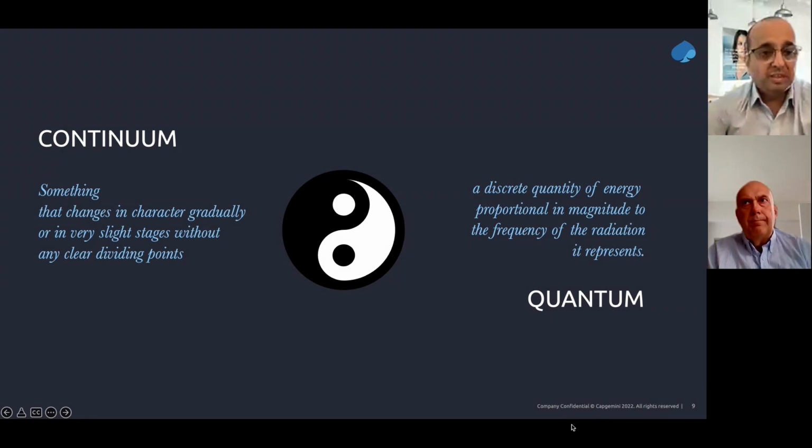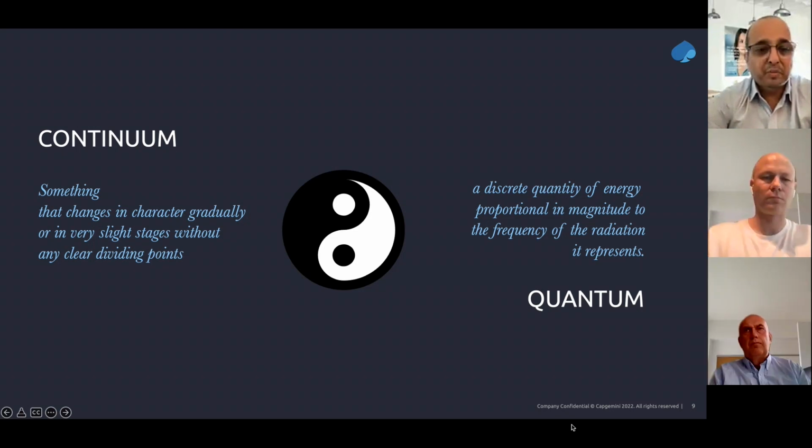Now, these are dictionary meanings. So a continuum is something that changes in character gradually or in very slight stages. But then there wasn't a really good quantum definition from a data perspective, but this is how it is described from a physics perspective. It's a discrete quantity of energy. But when it comes to data, we can think of quantum as a set of data points or an enclosed data set. And that's where the different perspectives really help understand.